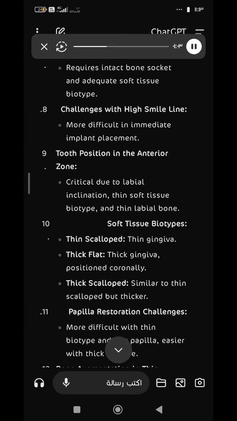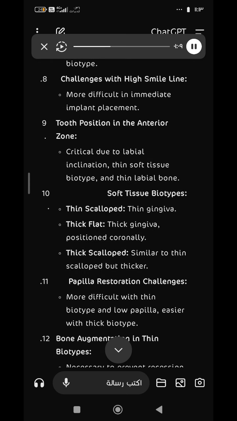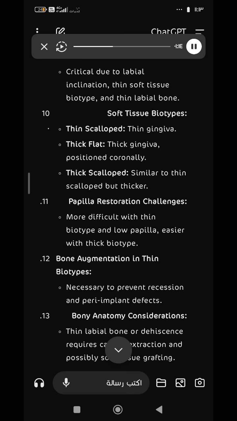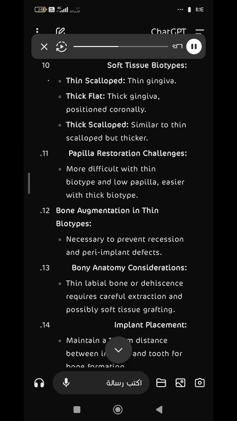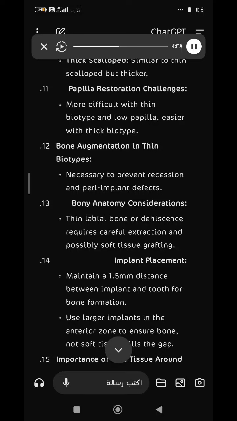9. Tooth position in the anterior zone is critical due to labial inclination, thin soft tissue biotype, and thin labial bone. 10. Soft tissue biotypes: thin scalloped, thin gingiva; thick flat, thick gingiva positioned coronally; thick scalloped, similar to thin scalloped but thicker. 11. Papilla restoration challenges: more difficult with thin biotype and low papilla, easier with thick biotype.